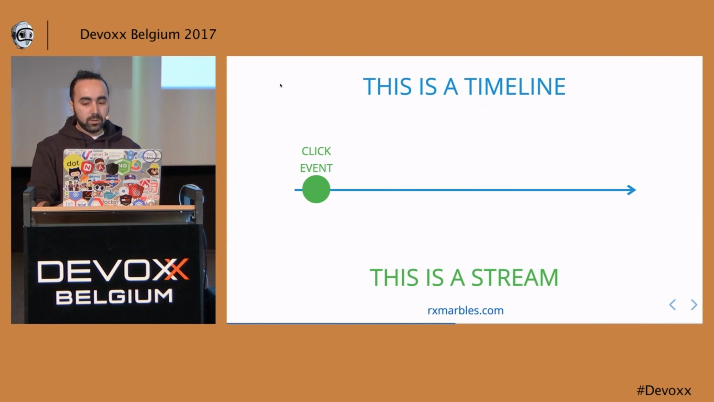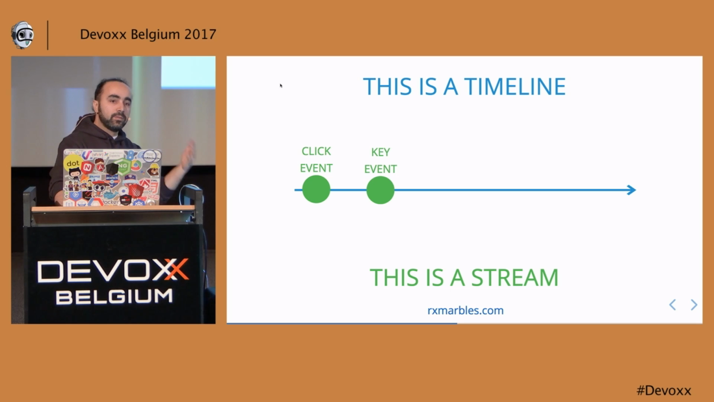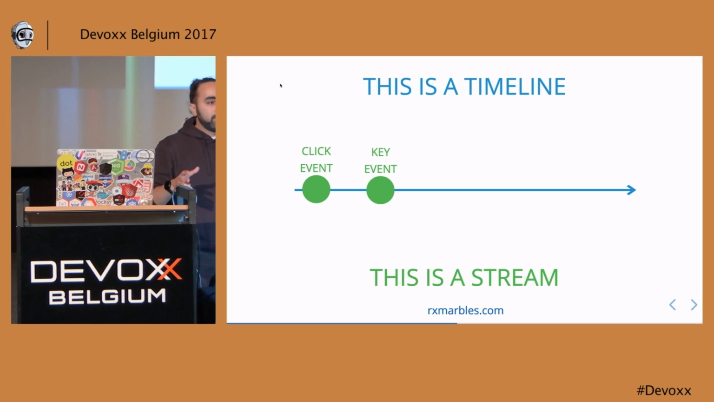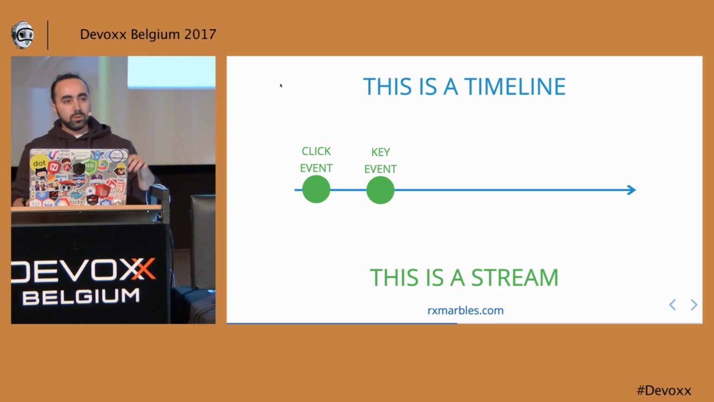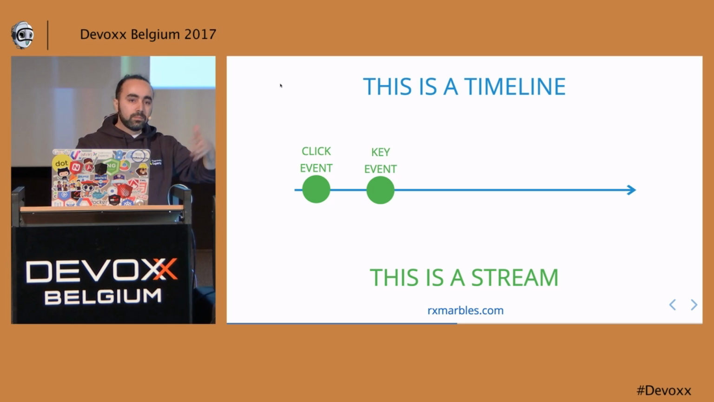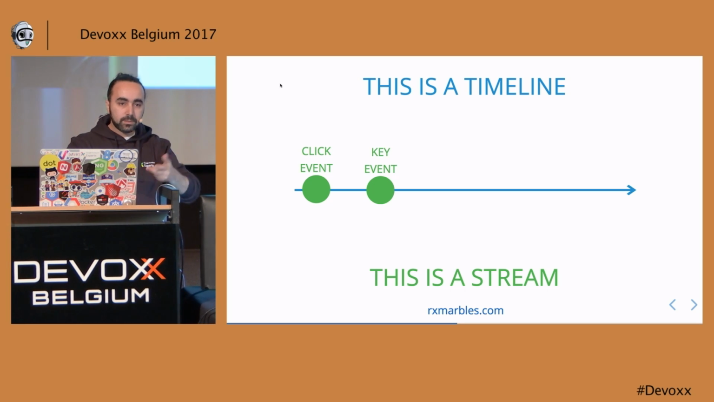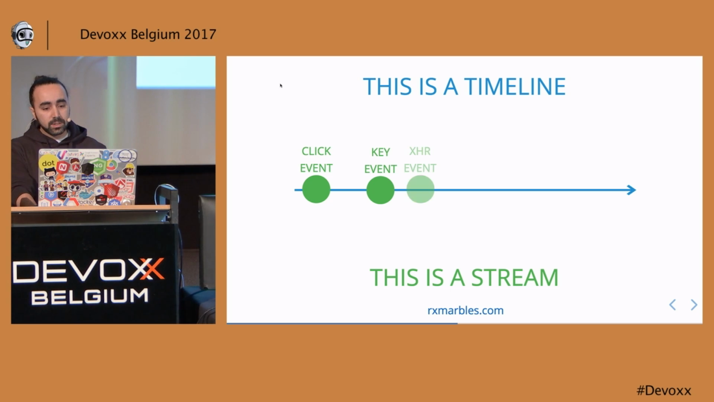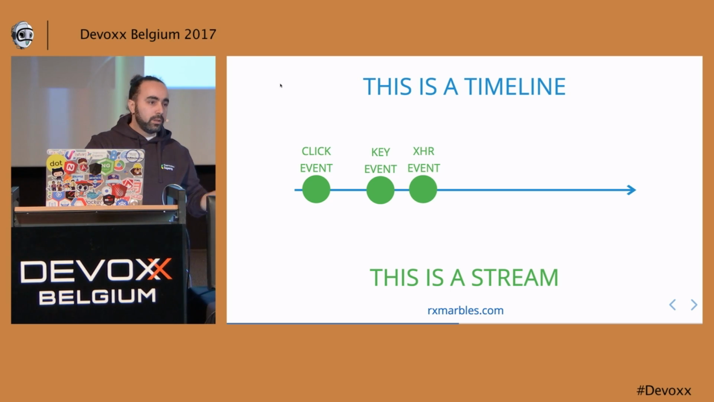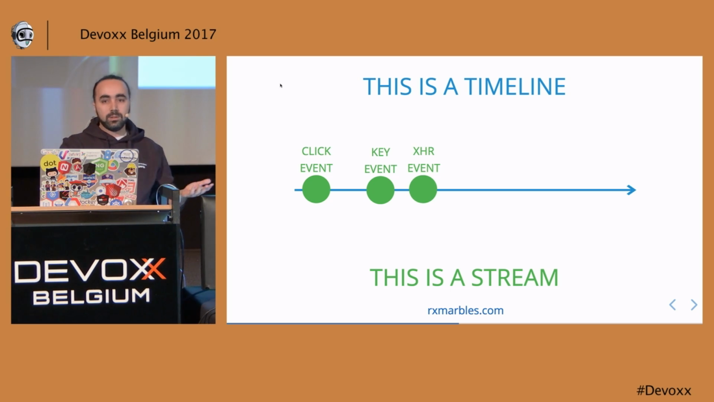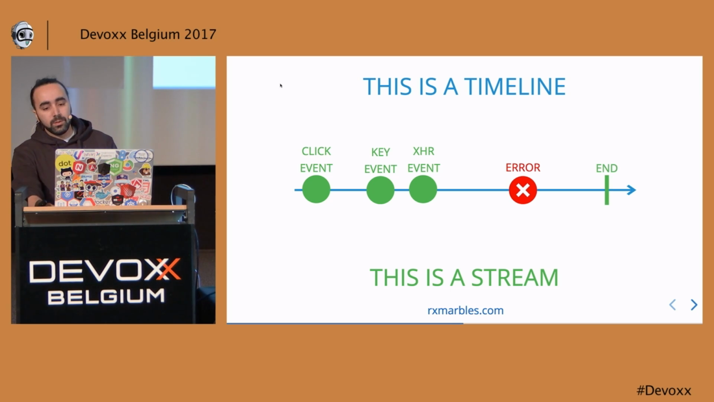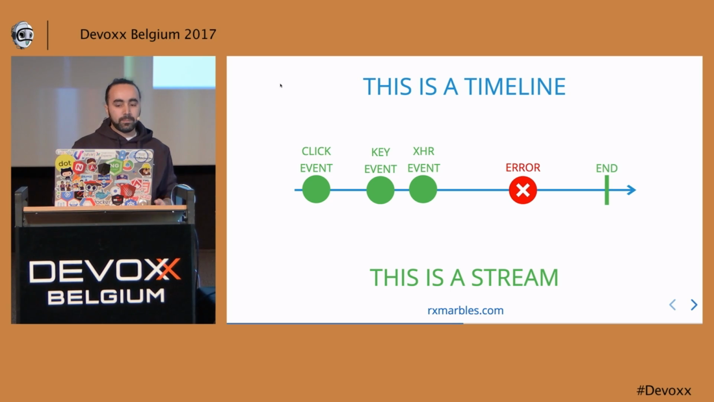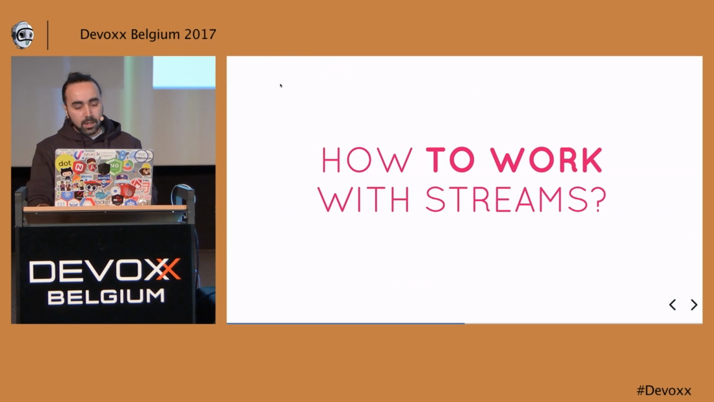So a little quick animation. This is time, the blue line. We can get events. So here you are in your UI app. You can click on buttons, on keyboards, wherever. All these things trigger events. So you can get all those events. Even when you make an XHR request to the server, that's also an event. Errors are also events, and then you can end the stream. So this is basically a stream.